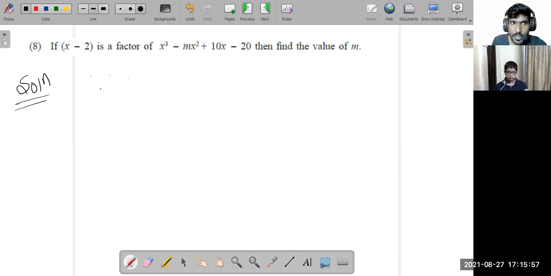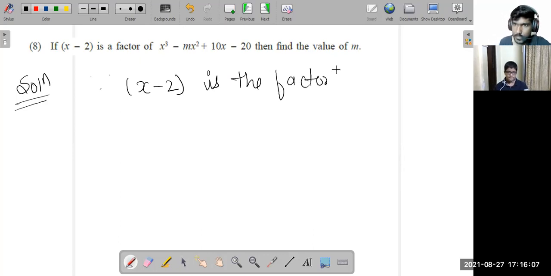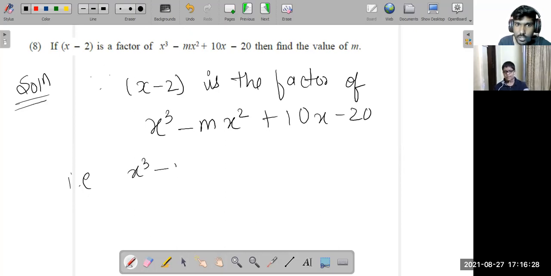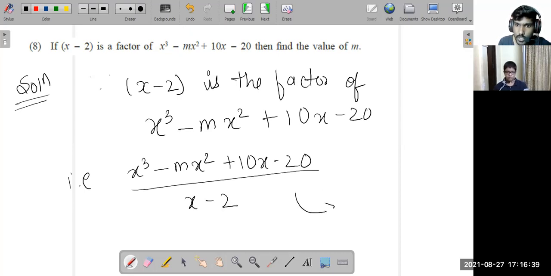Okay. Since x minus 2 is a factor of the polynomial x cube minus mx square plus 10x minus 20, that means if you divide the polynomial x cube minus mx square plus 10x minus 20 by x minus 2, the remainder will be 0. Understood this much? Yes? Okay.